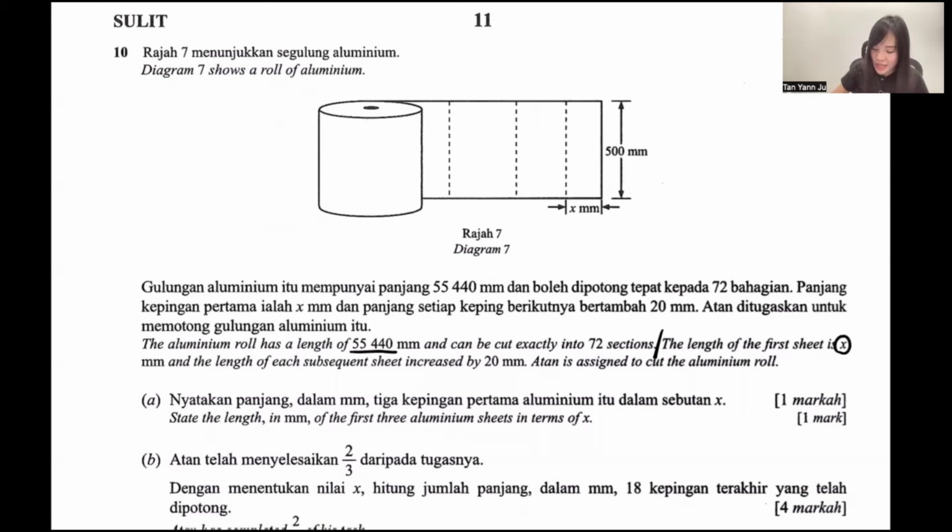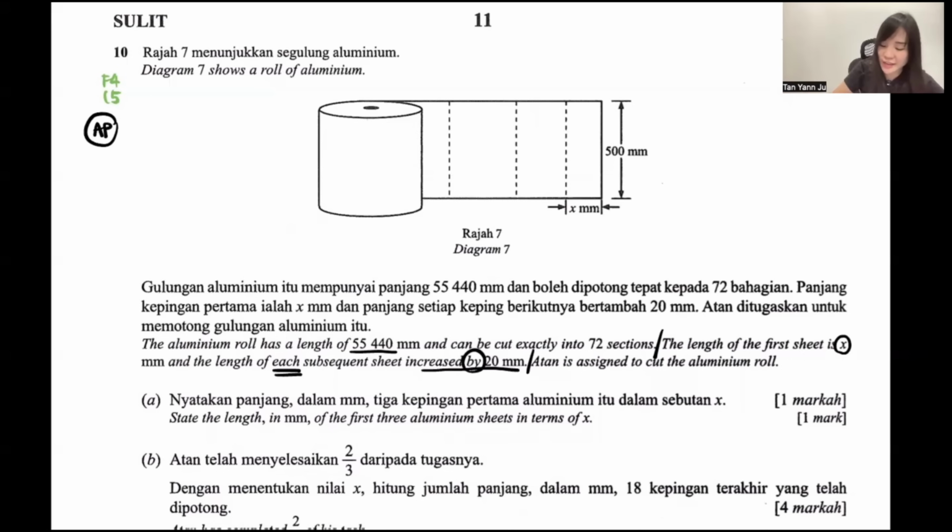First one is X, and the length of each subsequent one, meaning every single next one, will increase by 20 millimeter. Do you know which chapter already, right? Yeah lah, Form 4, Chapter 5, AP GP. And it's quite obvious it's AP, because they say increase by 20. By is always talking about differences. Differences is always plus minus. Increase by means plus. Decrease by means minus, okay?